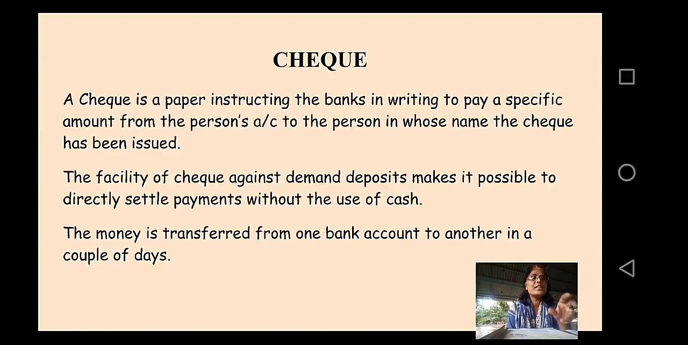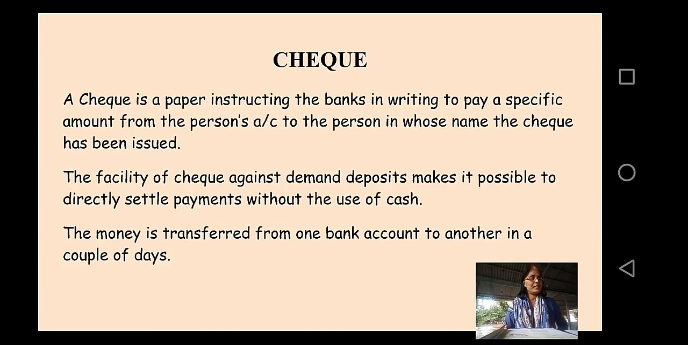So this check leaf is a facility of a check against demand deposit. It makes it possible to directly settle the payments without the use of cash. Are we doing the transaction in cash? We are not doing it in cash. Instead, we are doing it on paper. That paper is what we are calling a check. So the facility of a check against demand deposits makes it possible to directly settle the payments without the use of cash.